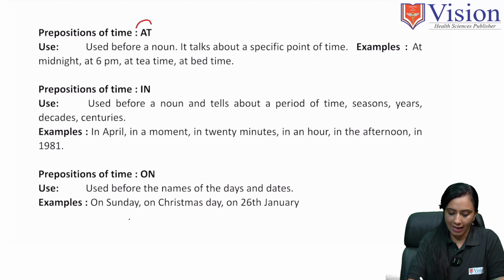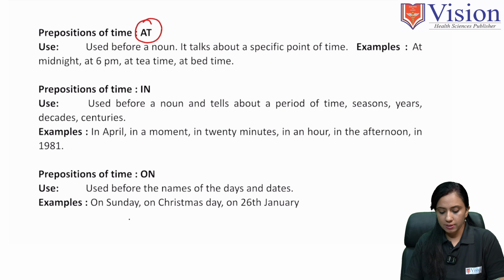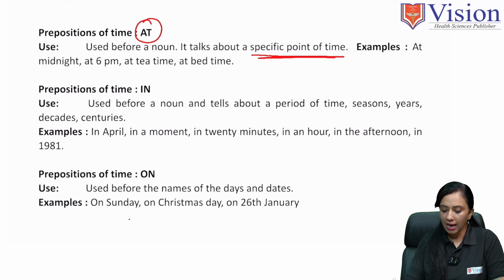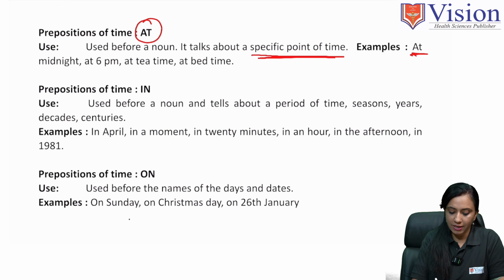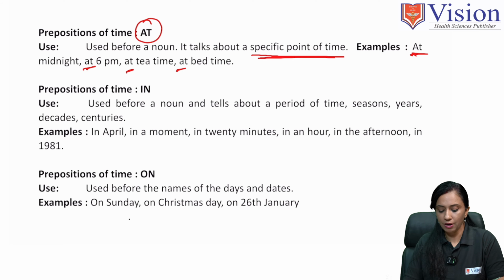The first one is at. How to use this? It is used before a noun. Just understand it is talking about a specific point of time. For example, at midnight, at 6 p.m., at tea time, at bedtime. So these are the specific points of time which are being mentioned over here.